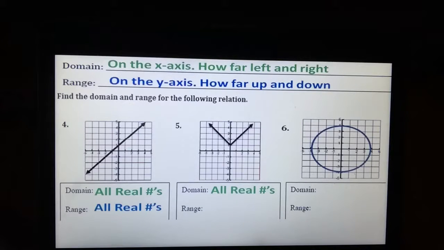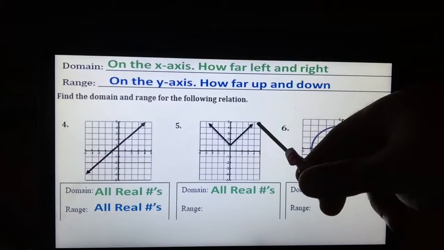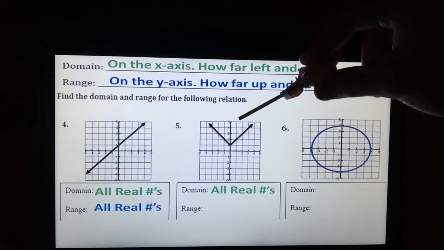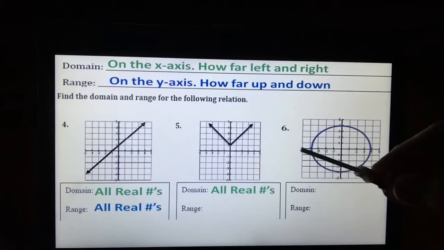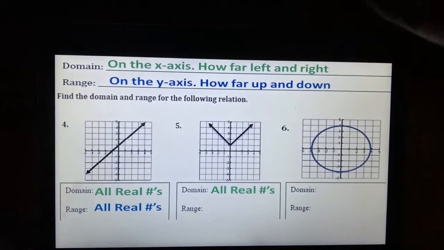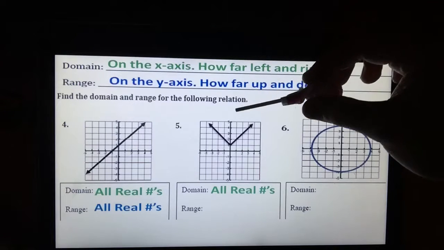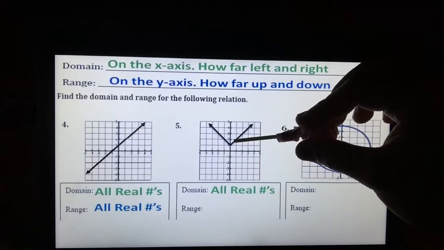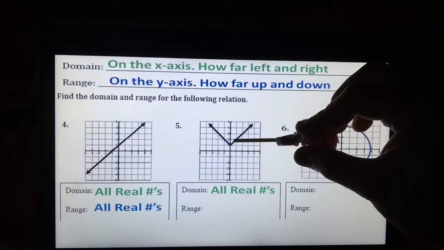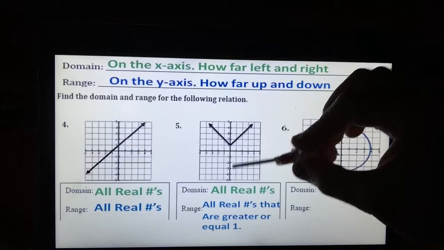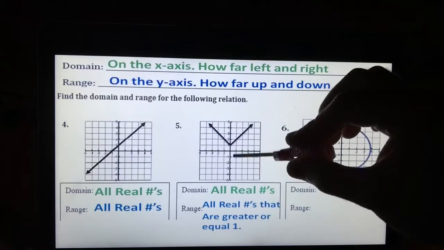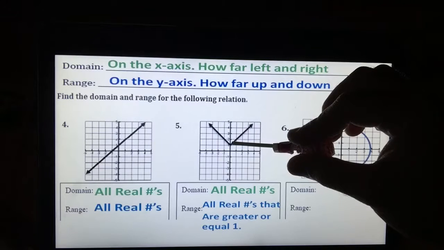But now the range is a little bit different this time because the arrows are both pointing up. There's no arrow pointing down. So there is a limit to how low this graph will go. How high it will go? It'll go up forever. So we know that it's going to be going up, up, up, all the way to infinity. Now, how low does it go? Well, you can see that it stops at the number 1. So what we could say is that this number is all real numbers that are greater or equal to 1. Okay? So anywhere above 1.